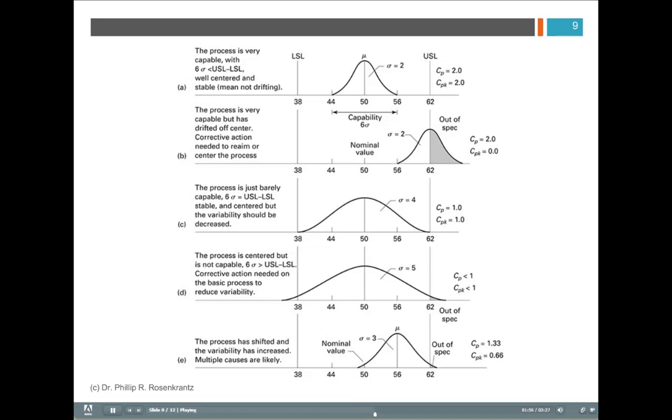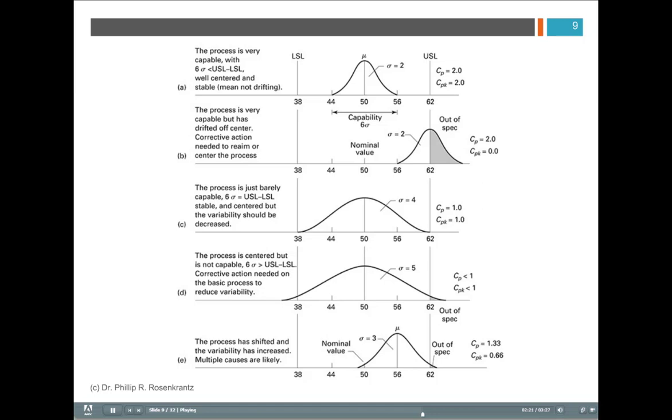Let's look at D now. We see a process where the spread goes beyond the upper and lower spec limits. When that happens, we now begin to get CP and CPK values that are less than 1. So any CP or CPK value that's less than 1 is considered not capable.